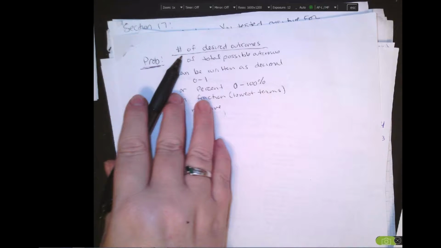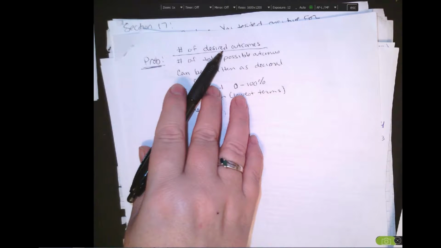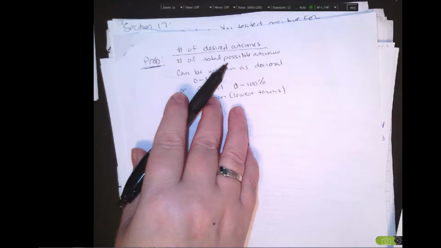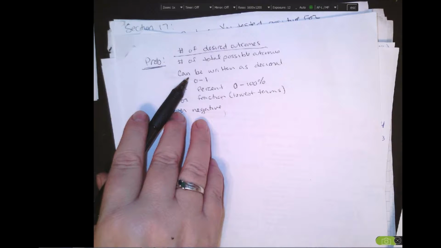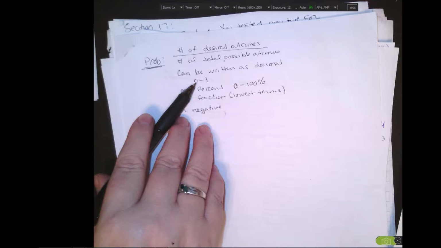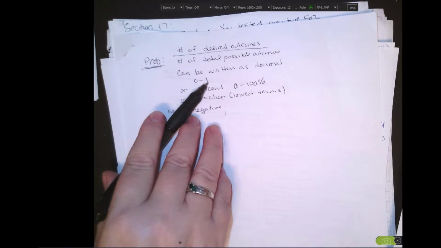In a nutshell, probability is the number of desired outcomes, what you want, how many are there, over the number of total possible outcomes. It can be written as a decimal 0 to 1 because all probability is 0 to 100%. So in decimal form, that would be 0 to 1. It can be written as a percent, 0 to 100%, or a fraction in lowest terms. There's never a negative and never anything over 1 for probability because there's no probability higher than 100 or in the negatives.